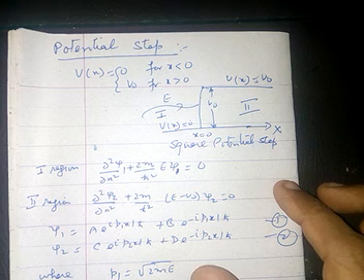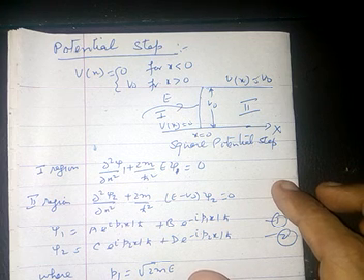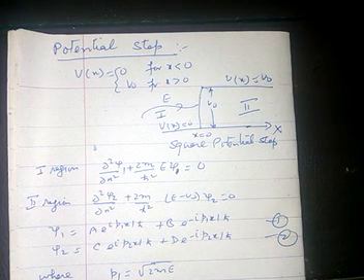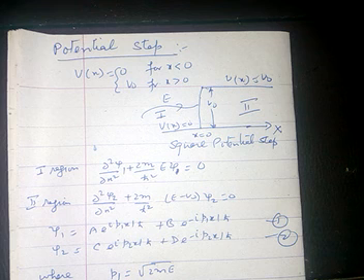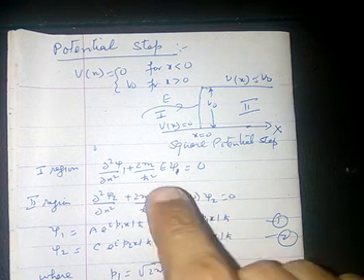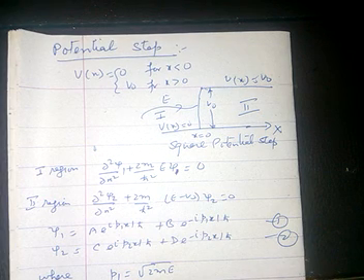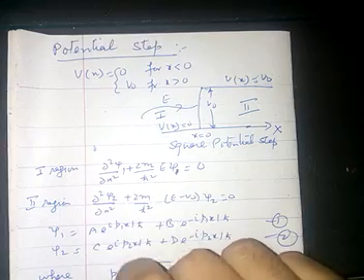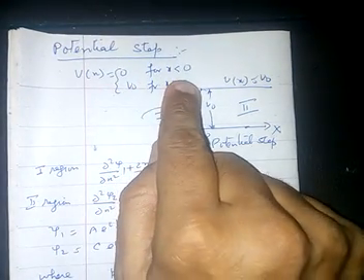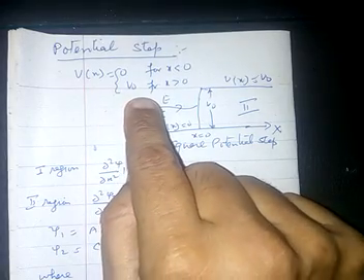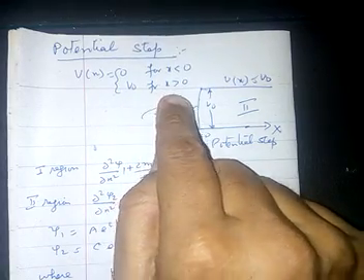Today we will be discussing the potential step. In the case of a potential step, the potential function undergoes only one discontinuous change, as shown in this figure, and hence the potential function of a potential step may be represented as V(x) equal to 0 for x less than 0 and V(x) equal to V0 for x greater than 0.